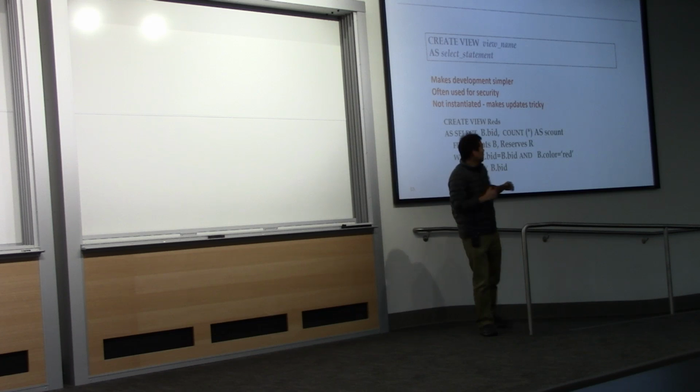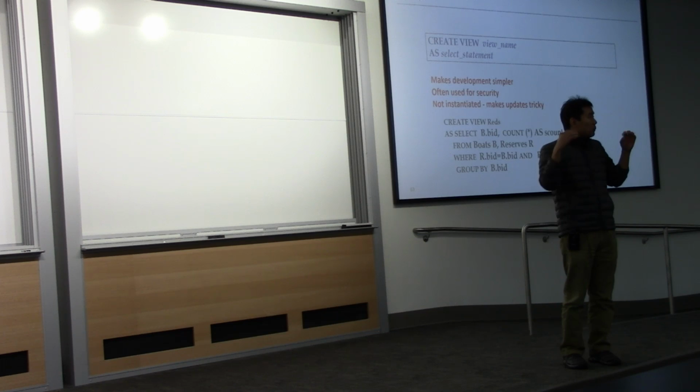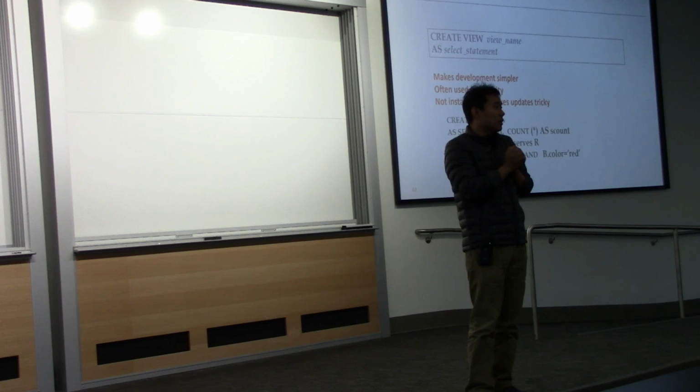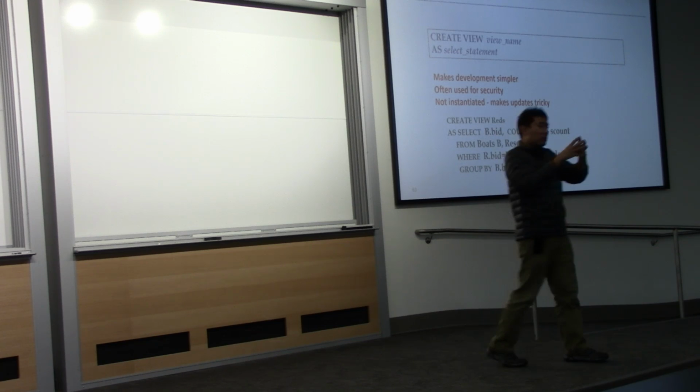Okay? But imagine you have to type this every hour or every few minutes. Your boss is obsessed with the number of reservations on red boats. So every few minutes later, he or she comes back, oh, tell me this. You keep typing this. So in those scenarios, you will say, okay, let me create some kind of representation for this so that instead of typing this query from scratch all the time, I will create an abstraction for that. Then I will query that abstraction every time. So that's kind of the concept of view.